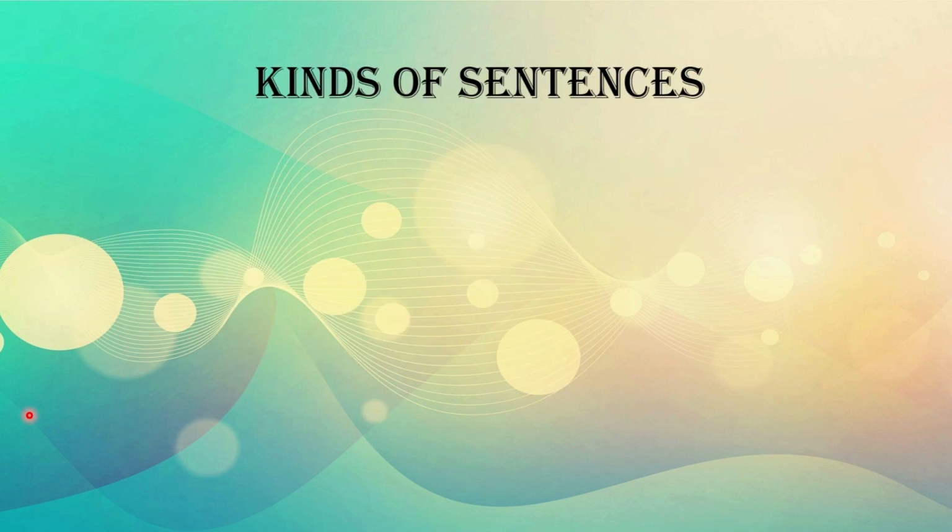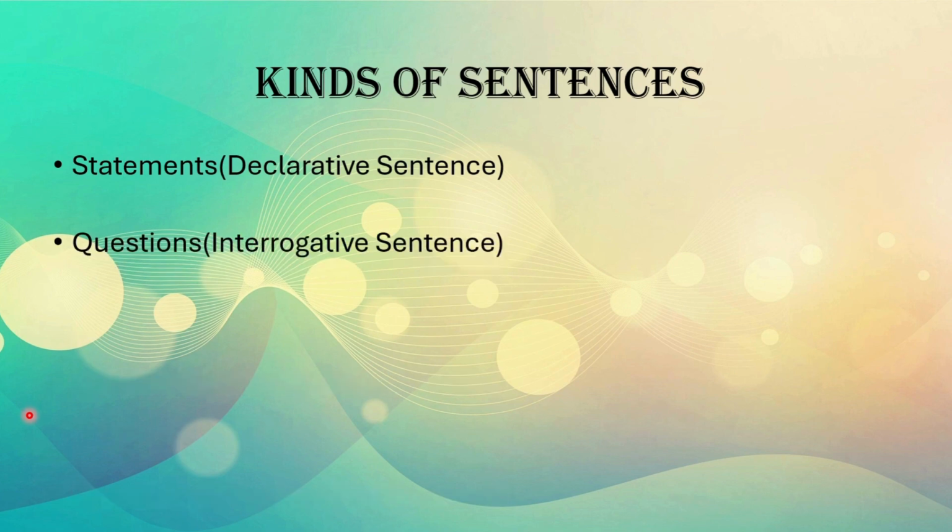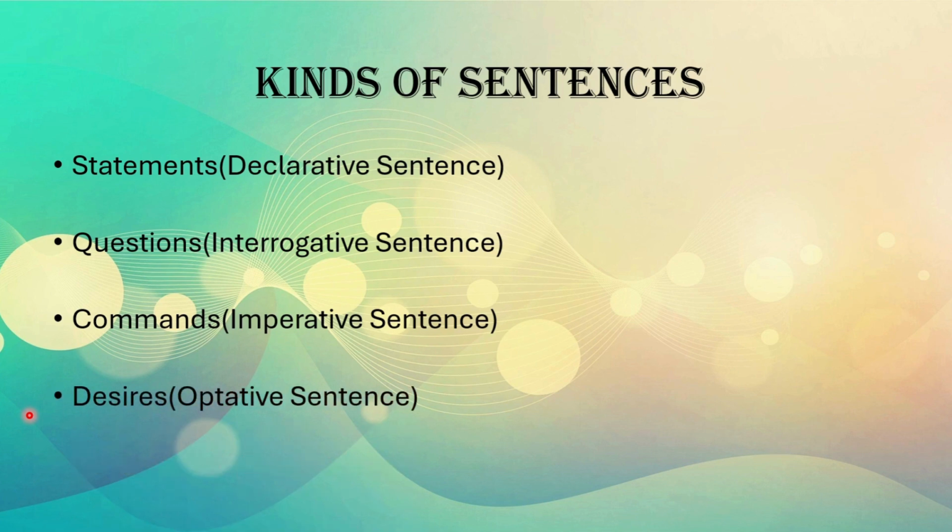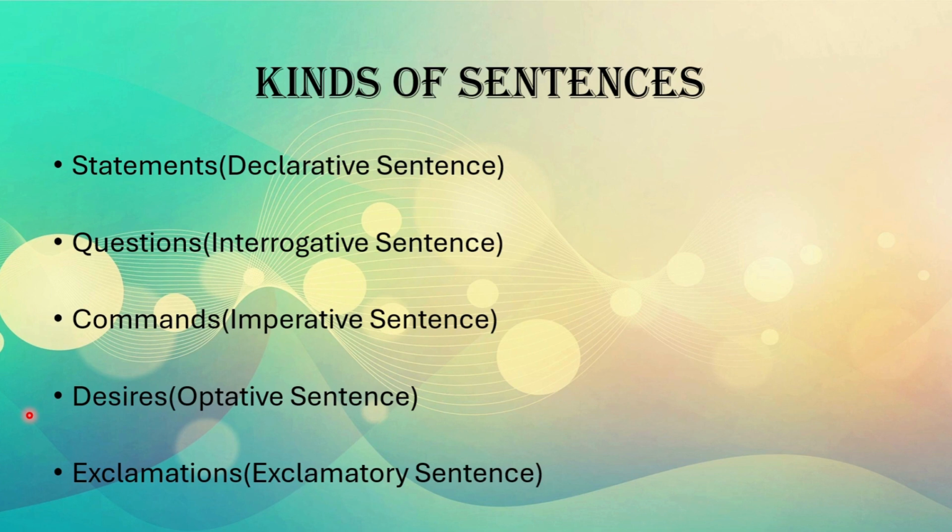Now let us talk about the kinds of sentences. Those are statements or declarative sentence, questions or interrogative sentence, commands or imperative sentence, desires or optative sentence, and exclamations or exclamatory sentence. I'll be giving the overview of kinds of sentences, but I'll be explaining each kind in detail in the coming videos. Then it will be more clear to you.